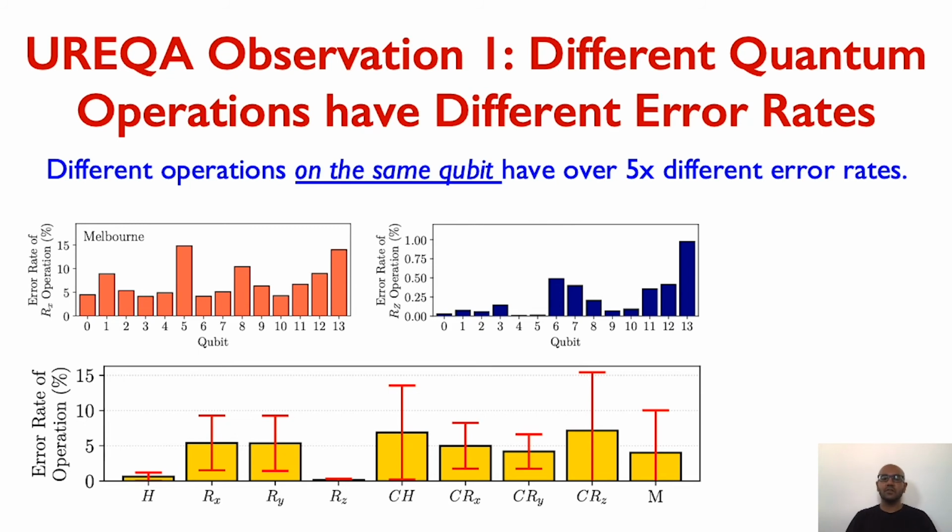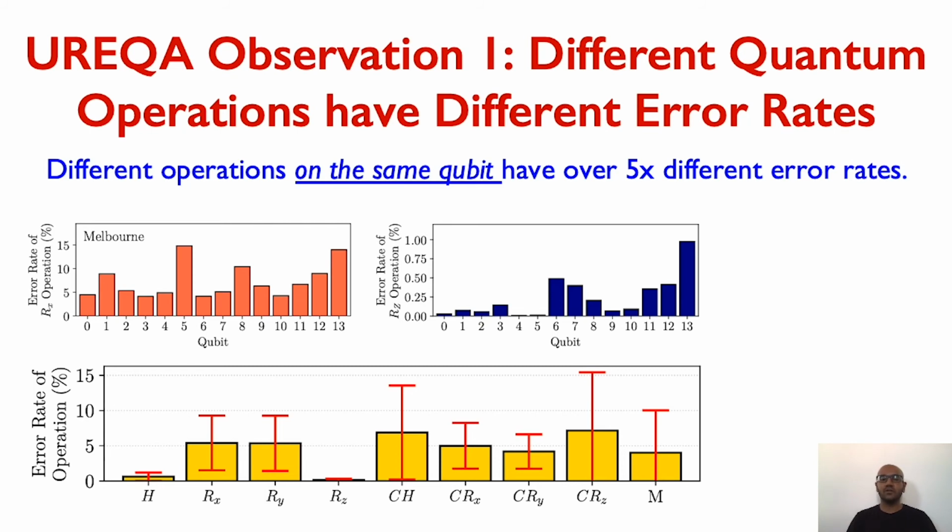So if our circuit has a lot of Rx operations, we would prefer to run it on qubit 6. But if we look at the RZ operations, then we see that qubit 6 has a much higher error rate than qubit 5. So in this case, we would prefer to run the circuit on qubit 5 if it has more RZ operations. In fact, when we combine the results across 4 different quantum computers and across all of their qubits, then in the bottom figure we see that different operations do have very different error rates. So here we see that, for example, the H operation, which is the Hadamard gate, has an error rate of just 1%, while the Rx operation, which is the rotation about the x-axis on the Bloch sphere, has an average error rate of 5%.